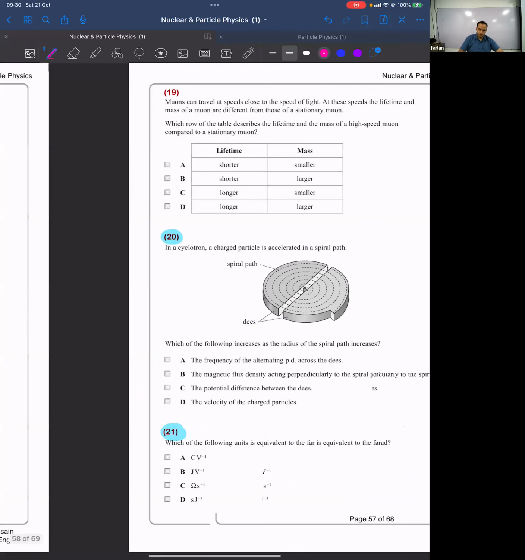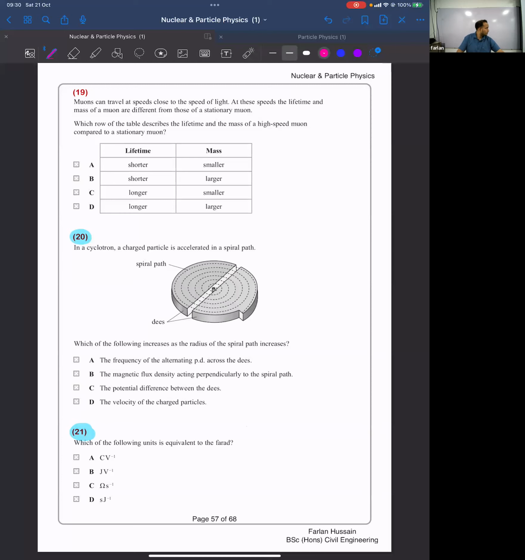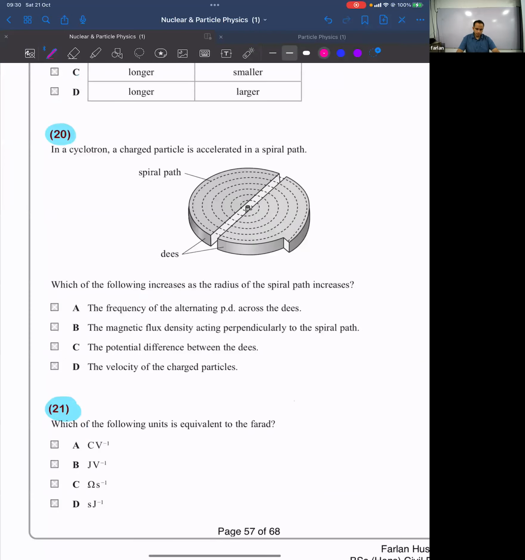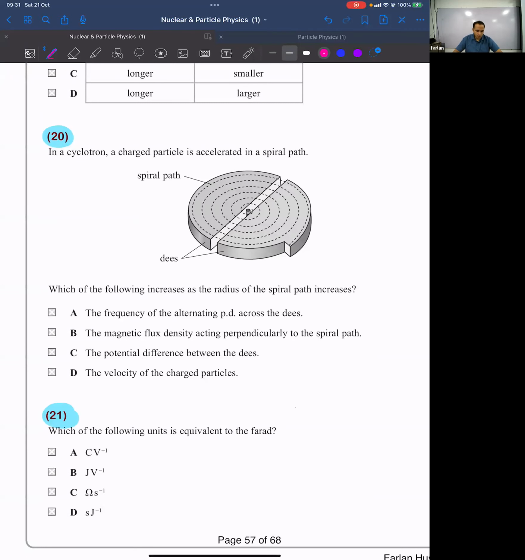Question number 20. In a cyclotron, a charged particle is accelerated in a spiral path. Which of the following increases as the radius of the spiral path increases? The frequency of the alternating PD across the Ds? No, that's a constant frequency. The magnetic flux density acting perpendicularly to the spiral path? Magnetic flux density doesn't change. The potential difference between the Ds? Or the velocity of the charged particles?